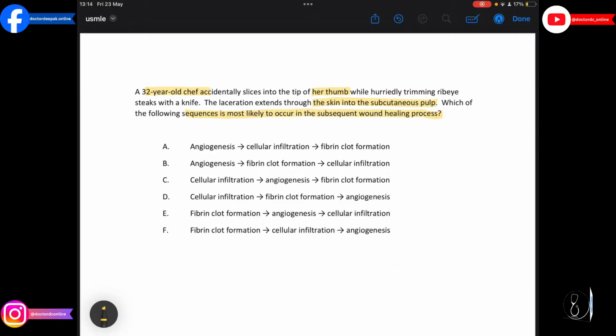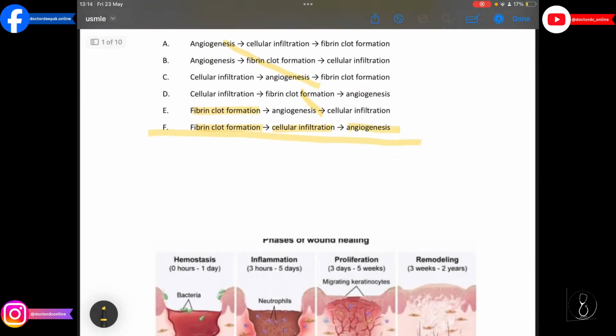We all know the first step in wound healing is fibrin clot formation. So if you go with these options, the others are wrong. Second step is neutrophil infiltration, then fibroplasia, then last angiogenesis. How are all these things going on? Simply, wound healing has 4 steps: hemostasis, inflammation, proliferation, and maturation.